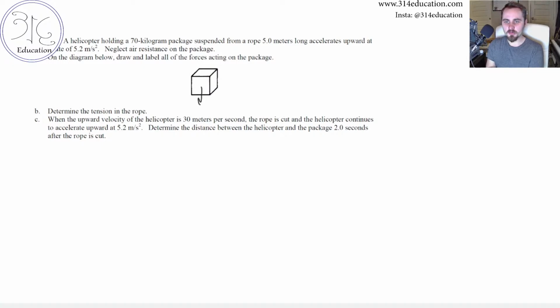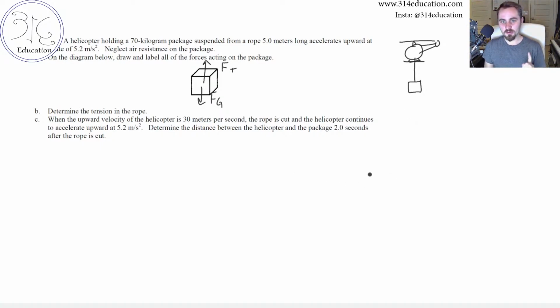So our downwards force is the force of gravity, and our upwards force is going to be the tension in the rope. And that's it. That's all the forces acting on this object. It's just a rope dangling from a helicopter. Can we draw like a little... Something like that. Yeah, look at that. Little helicopter. Very nice.